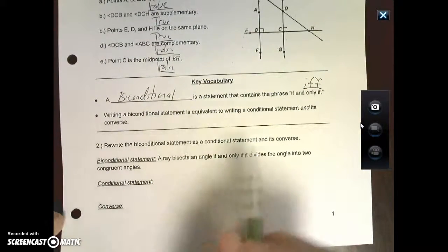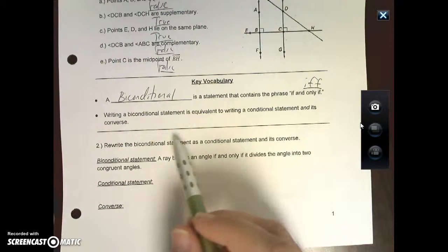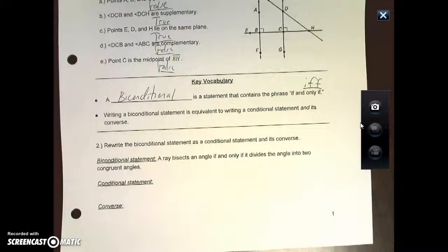Writing a biconditional statement is equivalent to writing a conditional statement and its converse. Basically, a conditional is if something, then something, and the converse is you flip it, okay? The biconditional means that both of those statements are true. So let's take a look down here.